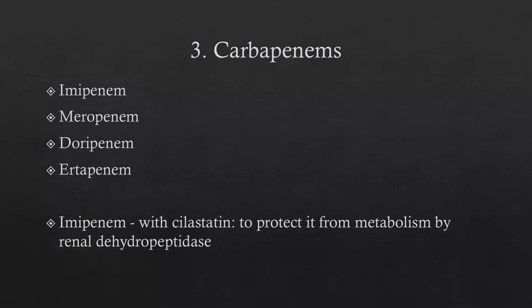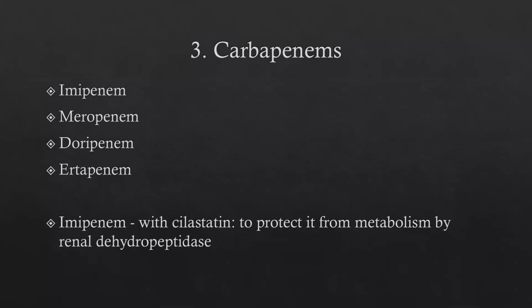Okay, the third class of antibiotics that inhibits the cell wall synthesis is the carbapenems. Examples of carbapenems are imipenem, meropenem, doripenem, and ertapenem. Imipenem is formulated in combination with cilastatin. Okay, so the action of cilastatin is to protect the imipenem from metabolism by renal dihydropeptidase.